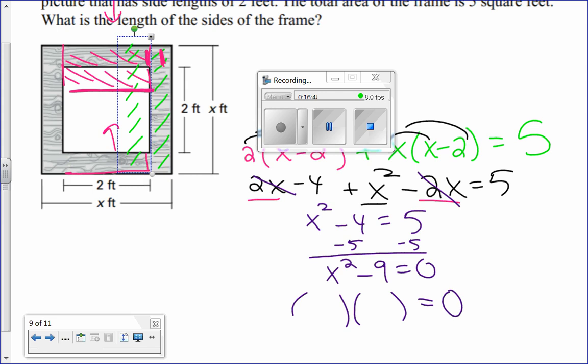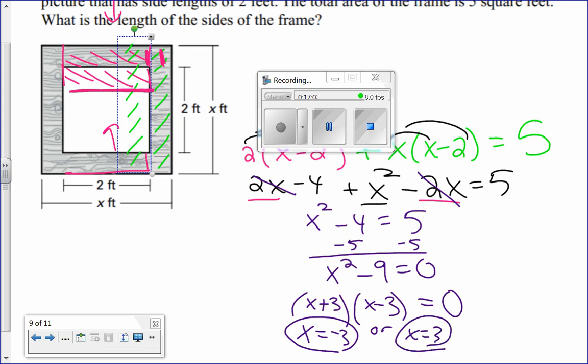And that's a difference of perfect squares. Positive 3 and negative 3 are the numbers that add to 0 and multiply to negative 9. So our answers are negative 3 and 3. And same deal, since this is a word problem, and we're talking about what's the length of the side of the frame, what is x, it has to be a positive number. So 3 feet is our final answer on that problem.